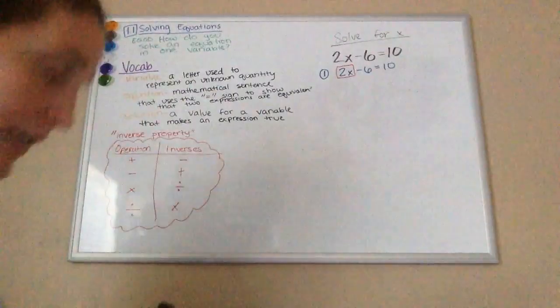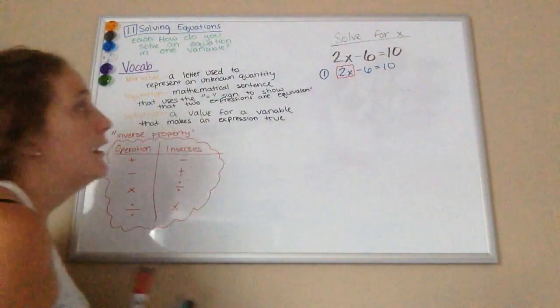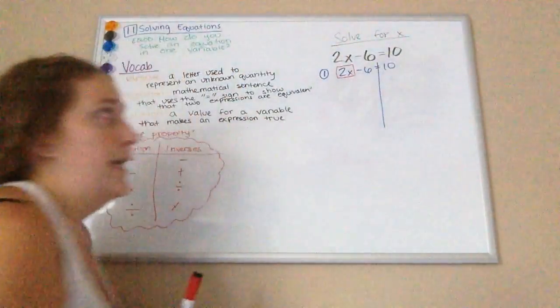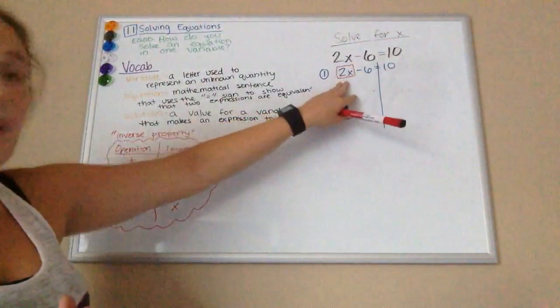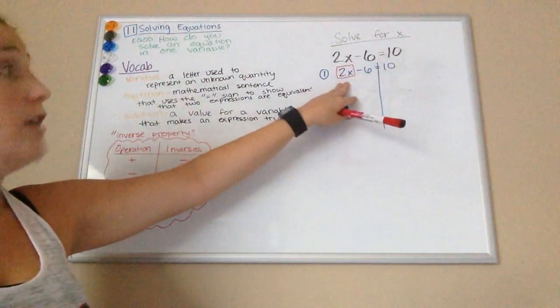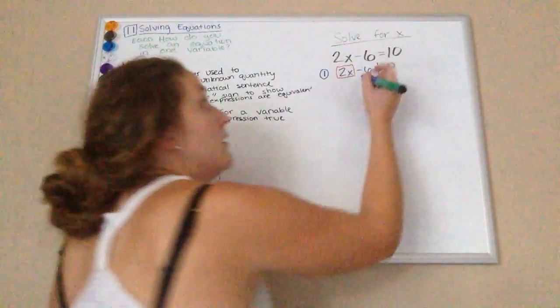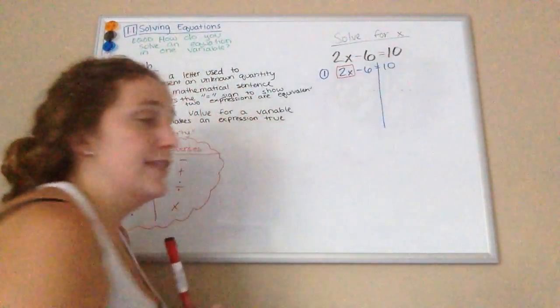So I put a red box around it, kind of like caution tape, I guess. And I draw a line on my equal sign. And I'm going to think, okay, I want my red box to be alone. I want my x to be alone. So the first thing I'm going to do is get rid of that -6.